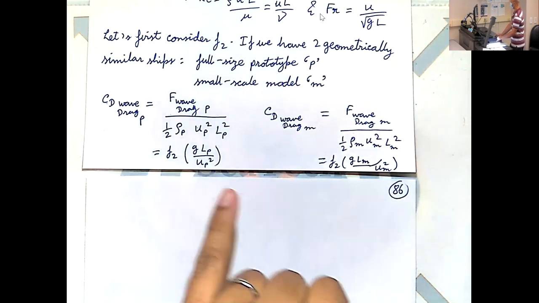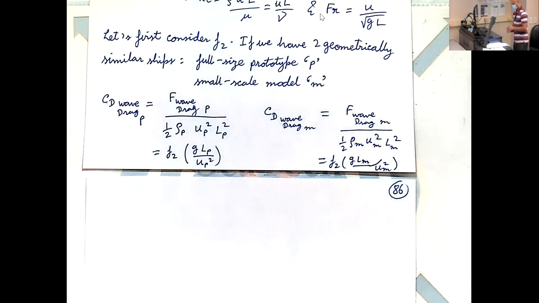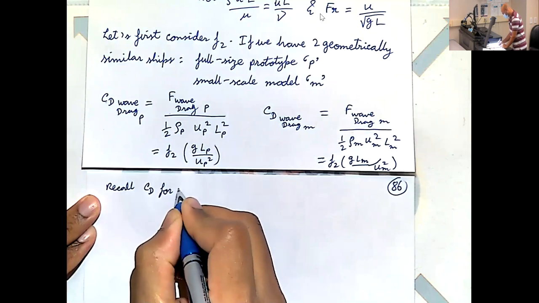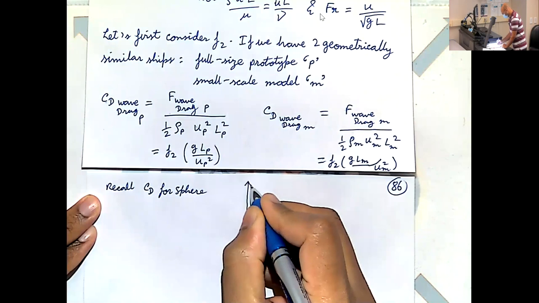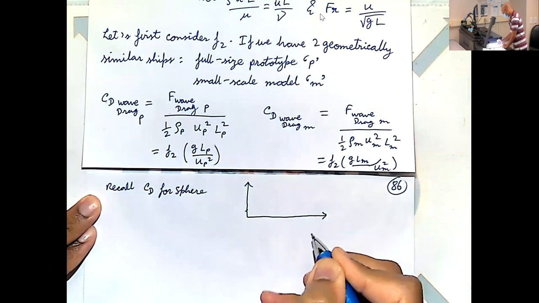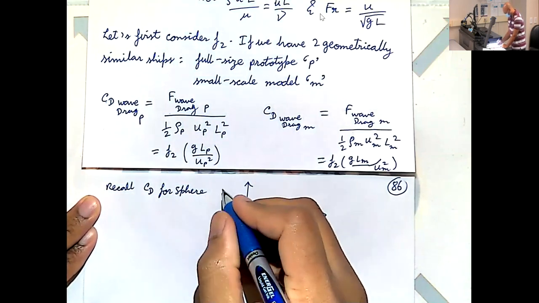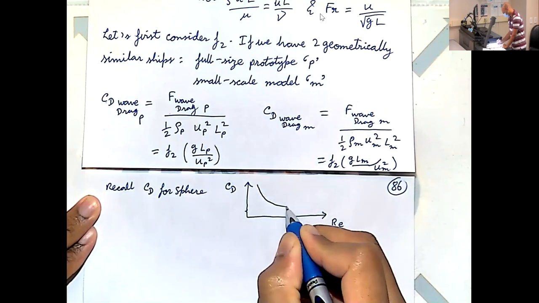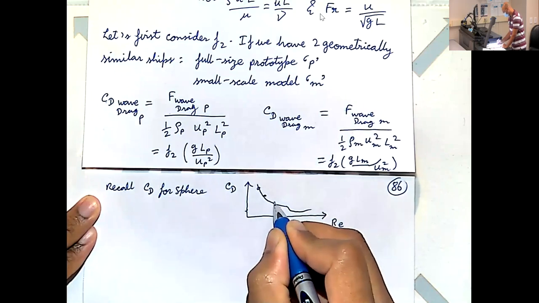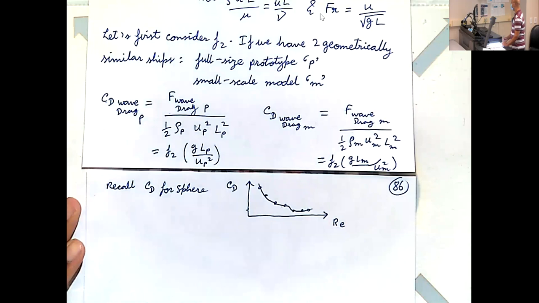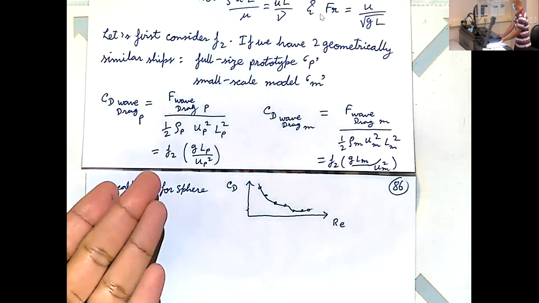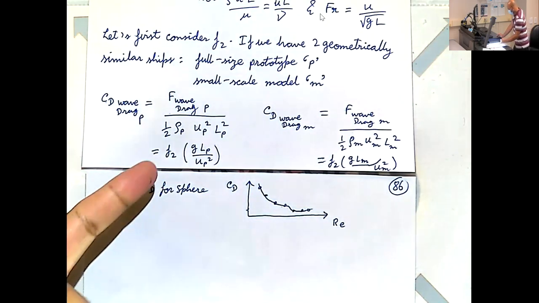Now, what does this F2 represent? So if you remember, recall that CD for a sphere, we know what the curve looks like. No matter where you are, what fluid you use, where you are in the universe, for a sphere, the CD will look something like this. Okay, any size sphere, right? A tiny little metal bearing versus a big wrecking ball. They will both have the same CD curve. That's what these F2 things mean.